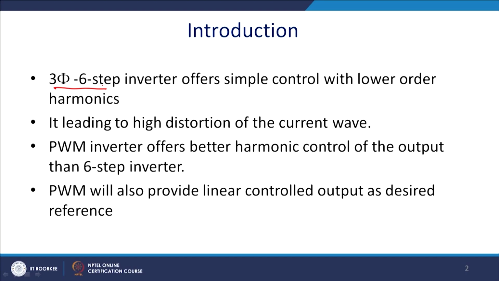We have already studied in power electronics the 180 degree mode of conduction and the 120 degree mode of conduction of this inverter, and these are the salient points. These are called 3-phase 6-step inverters, and their control is very simple and can be put into this application with the SCRs, but they also contain lower order harmonics. That is one of the disadvantages of this kind of converter, and it leads to higher current distortion.